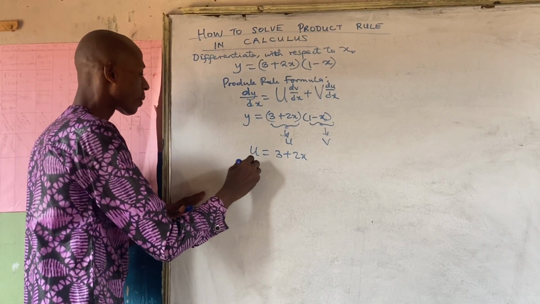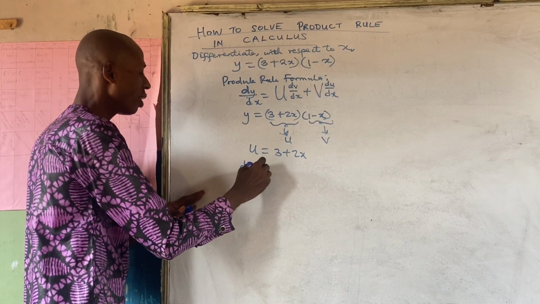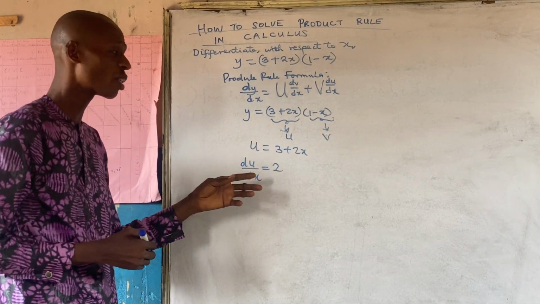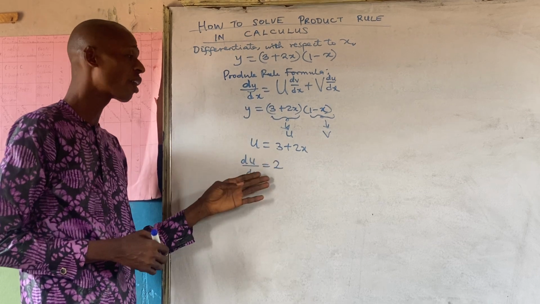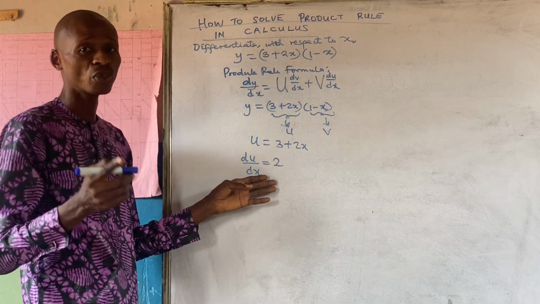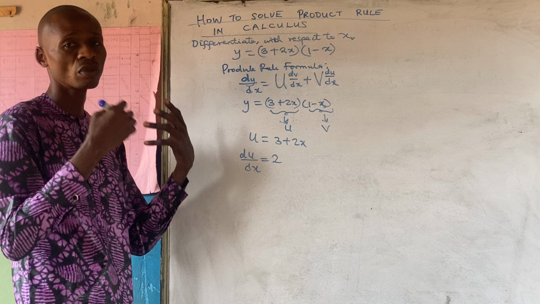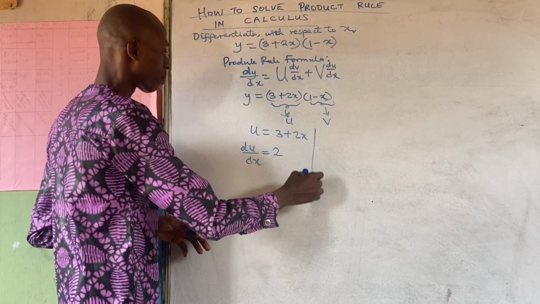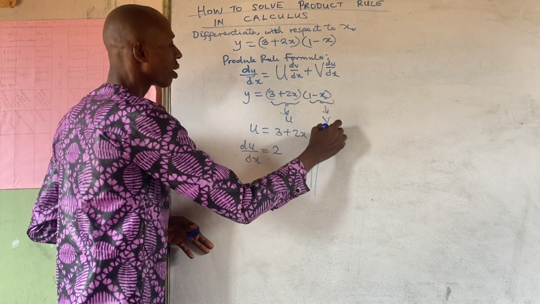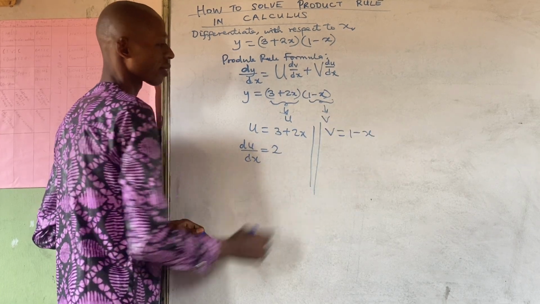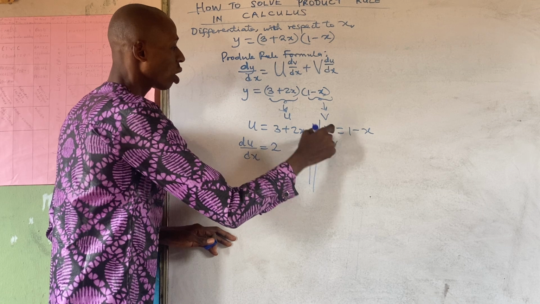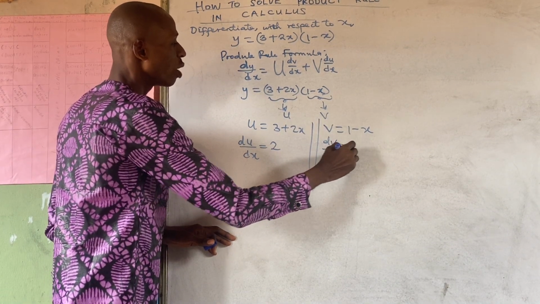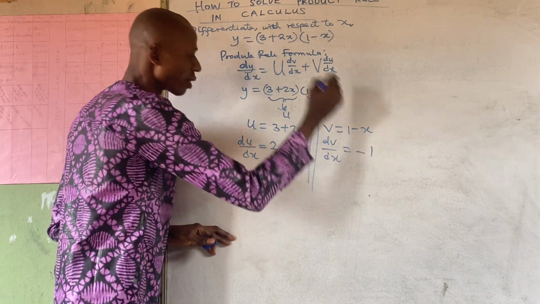du/dx is 2. You might be wondering, how did I get 2? If you are wondering how I got 2, please check my other video on how to solve simple differentiation in calculus. Now, v equals 1 minus x. dv, you also treat v as well. dv/dx will be minus 1.